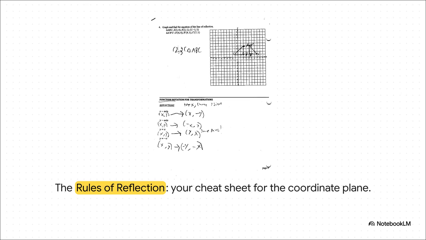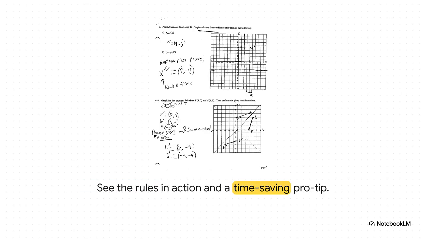You know, if you reflect over the x-axis, the y value changes its sign. Over the y-axis, the x value changes. And then you've got those two special ones, y equals x and y equals negative x. So let's see how this actually works.